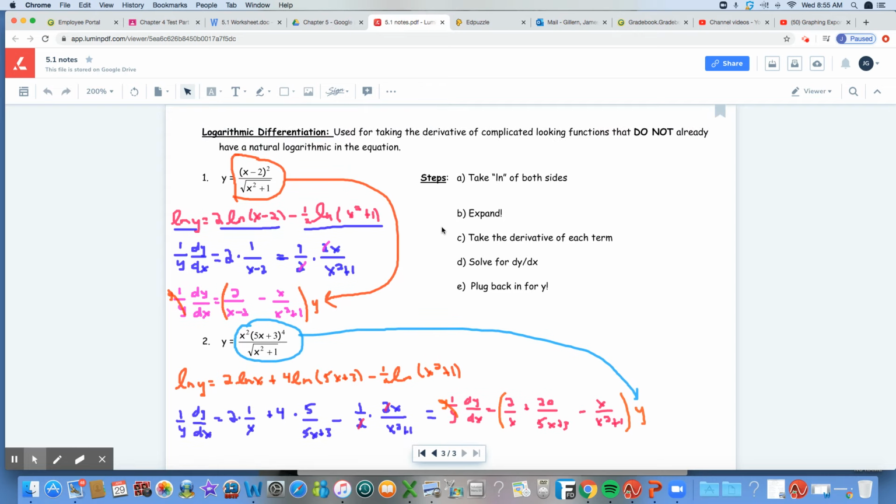All right, so that is logarithmic differentiation. You take the natural log of both sides, you expand it, you then take the derivative, then you solve for y and plug in. Circle y, draw an arrow to y, and there you go. That's you plugging it back in.